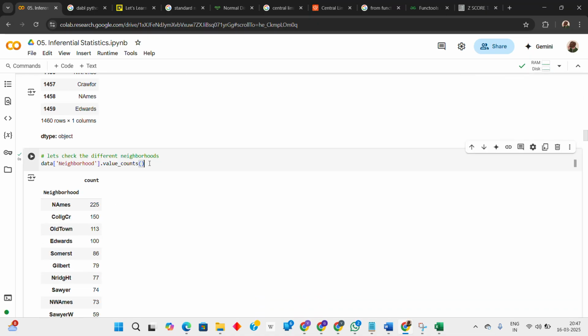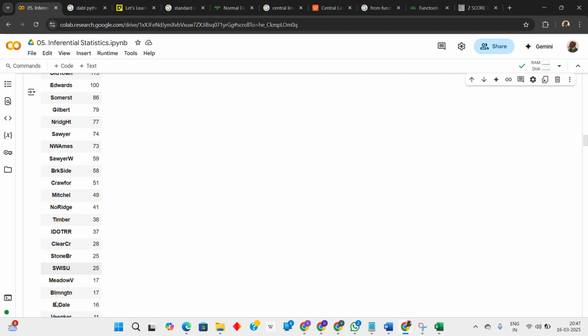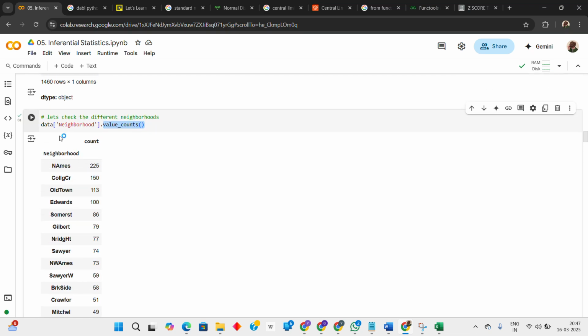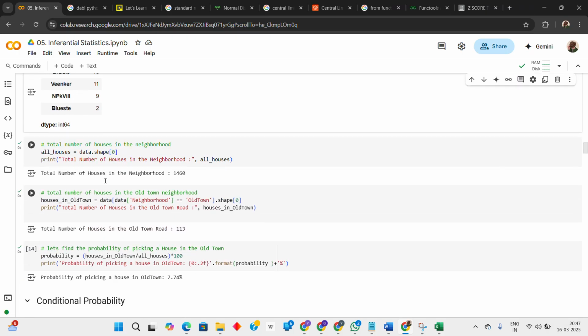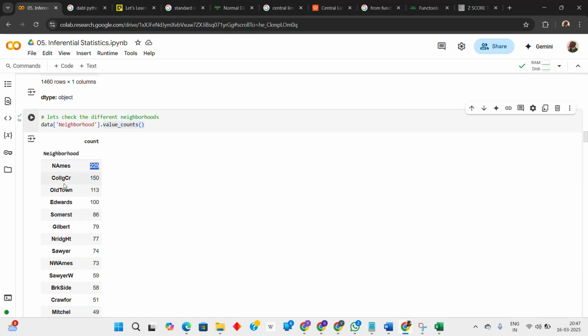Okay, so value_counts is such a function, you will get all the different categorical values inside that particular column with their frequency count. Okay, how many of CR are there? Old Town, Edwards, Somerset, and Gilbert, all such counts will be given to you, right? So this is the way you will get the frequency related things.